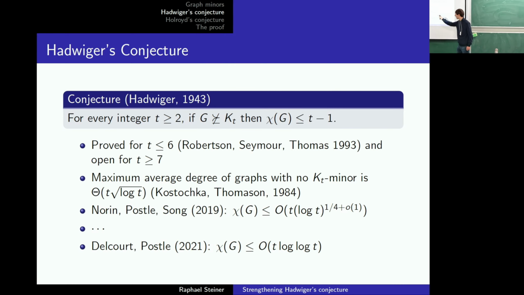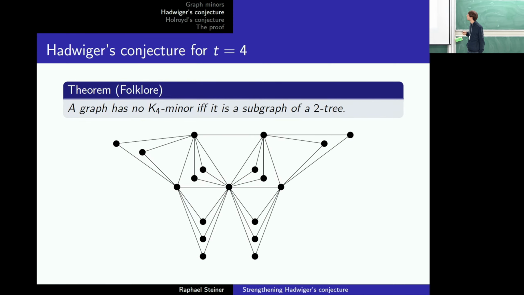So there was a breakthrough which reduced this square root of log t factor to log t to the 1/4 by Norin, Postle, and Song in 2019. And since then, a sequence of papers by Postle, the last one together with Delcourt, proved this state-of-the-art bound with the log t. So we're very, very close to a linear bound, but we're still not quite there. The question is still whether you can upper bound this by c times t. Okay, so that's not what I will talk about, but just to give you some background.